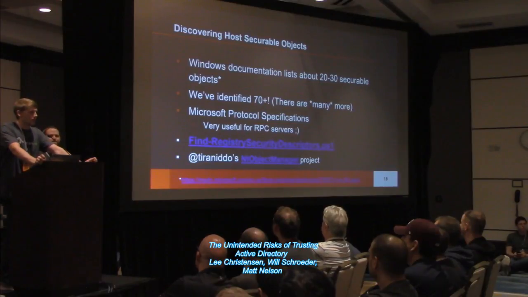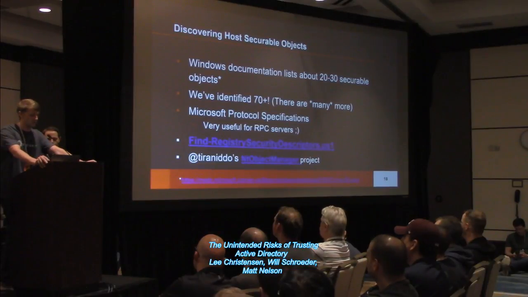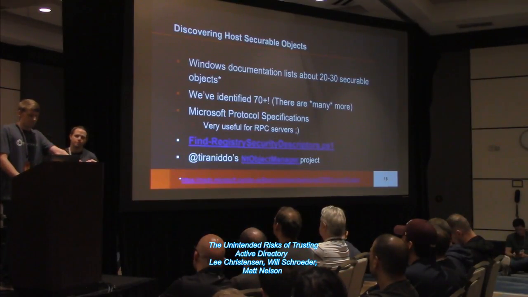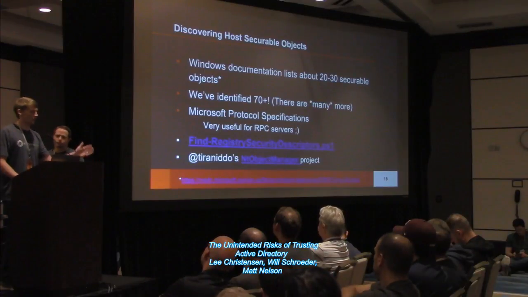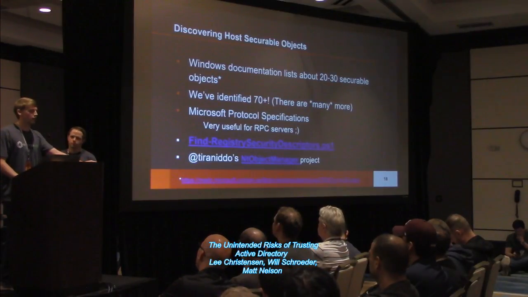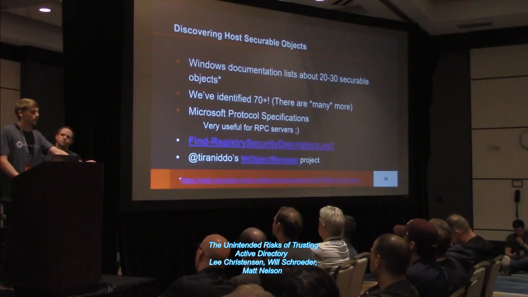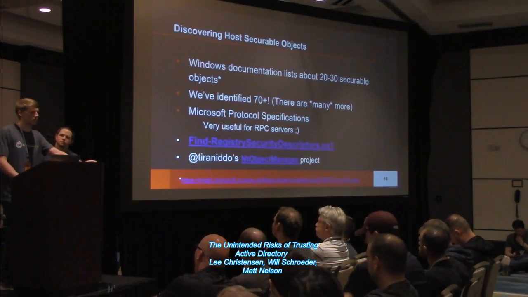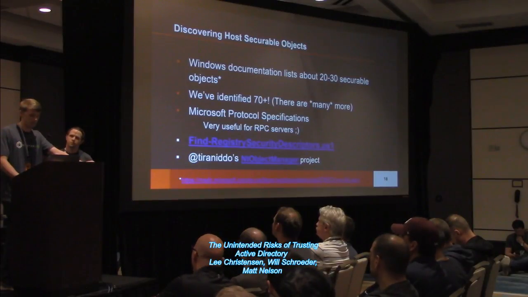Microsoft's documented a lot of these securable objects out there. In the documentation, there are roughly 20 to 30 of them. Through enumeration, we've identified over 70 that exist. So there's a lot of attack surface as far as different operational components you can utilize. For RPC servers specifically, which is, like we mentioned, a securable object, unless you really want to spend the time reverse engineering, Microsoft's documented most of those RPC servers for you, which is really, really nice.